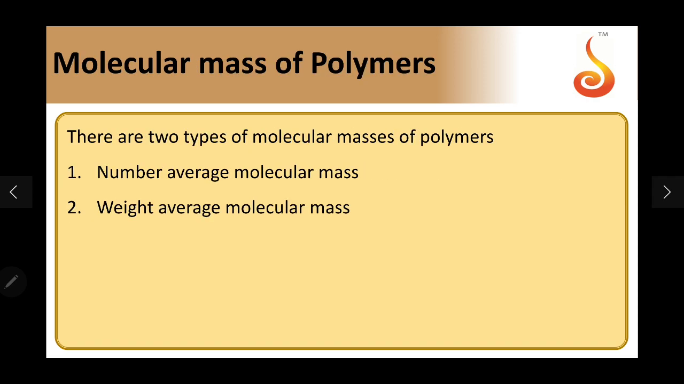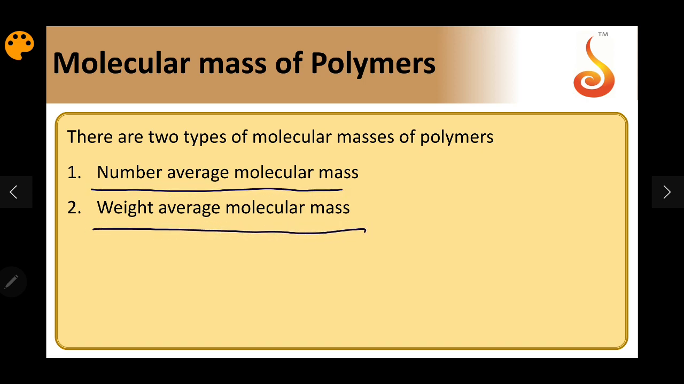We have molecular mass of polymers. Molecular mass of polymer, because in a polymer sample the number of monomer units in each and every molecule of polymer will be different. So we have average means of understanding molecular masses. We have two types, that is number average molecular mass and weight average molecular mass.